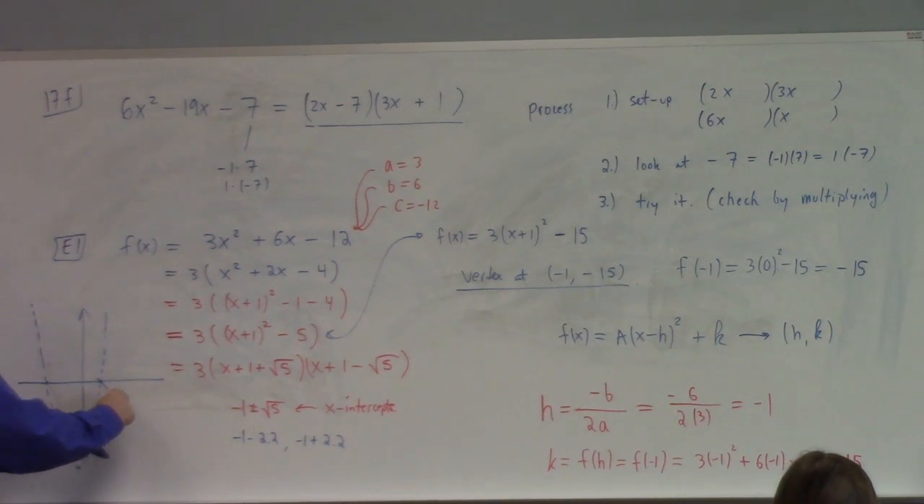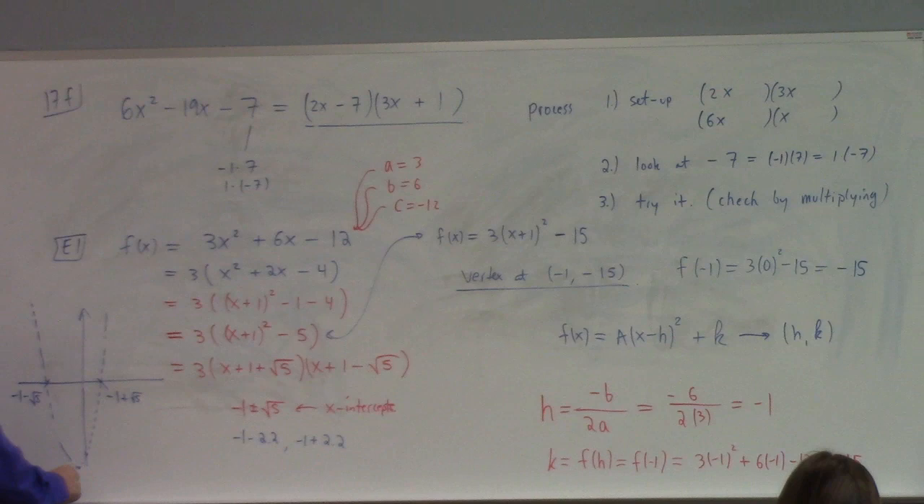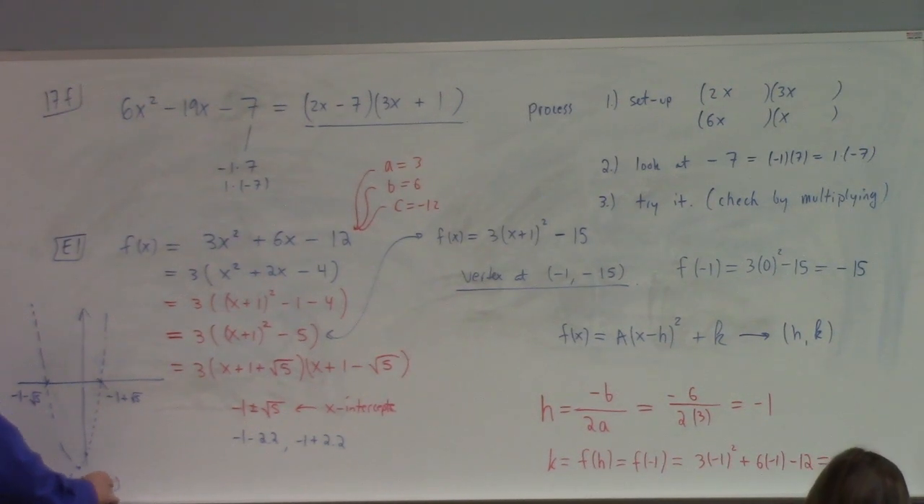Here's your minus 1 plus root 5. Here's your minus 1 minus root 5. The axis, the vertex down here is minus 1, minus 15. I can't write down there.